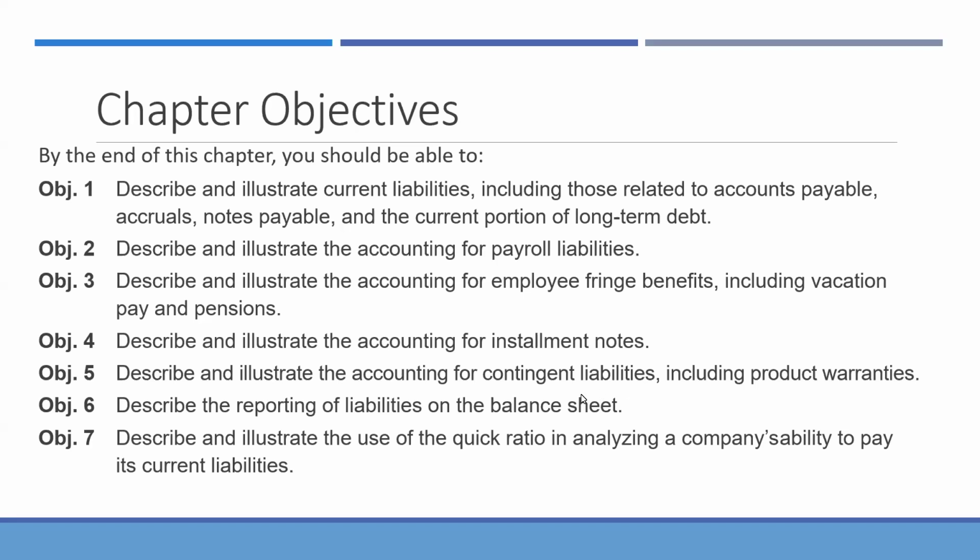Think of that like a mortgage or a car loan where there's a payment every month or every 6 months as opposed to paying it all at the end. Contingent liabilities, including product warranties and also lawsuits, and the reporting of liabilities on the balance sheet and using the quick ratio to analyze a company's ability to pay.